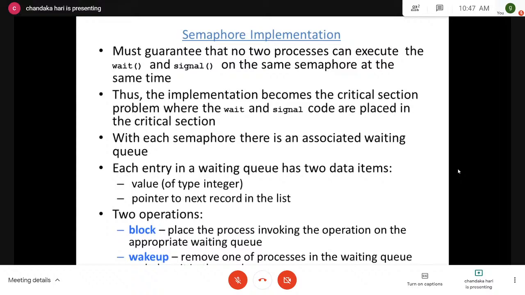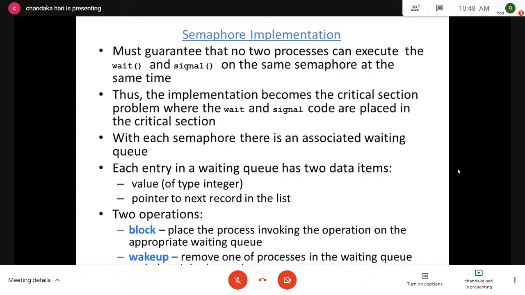The advantage of a spin lock is that no context switch is required when a process must wait on a lock. That is a very important point. While you are waiting, there is no context switch. You are simply stuck in a while loop. You know what a context switch is: saving and restoring. There is no saving and restoring done. The CPU cycles are simply wasted unnecessarily.